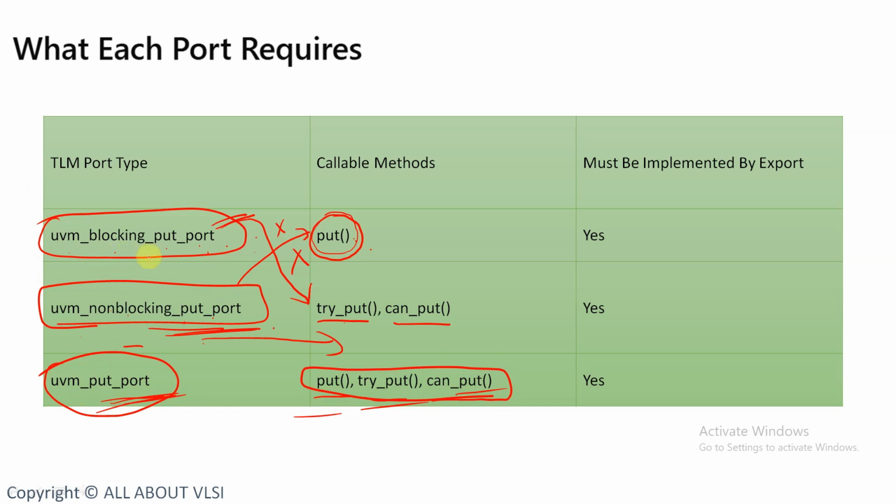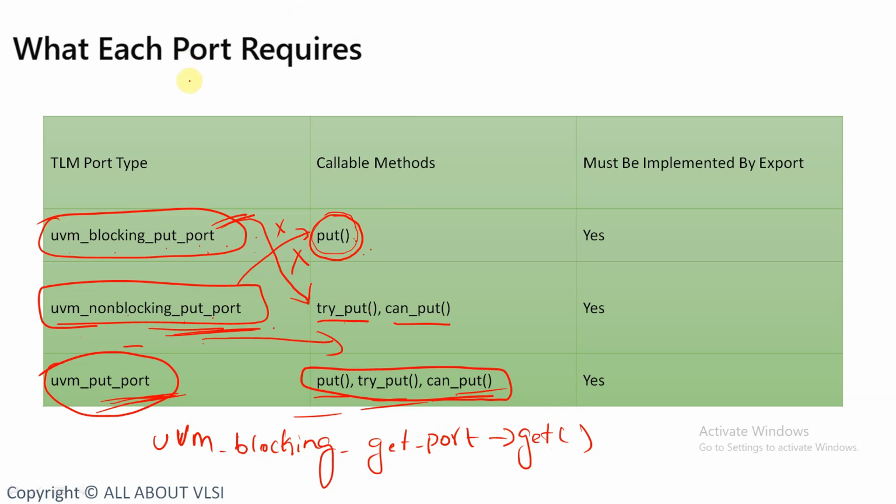And if we have UVM blocking get port, we can call the get method. And if we have UVM non-blocking get port, we can call try get and can get. And if we have UVM get port, we can call get, try get and can get. I will write it down here. So if we have UVM blocking get port, we can call only the get method.